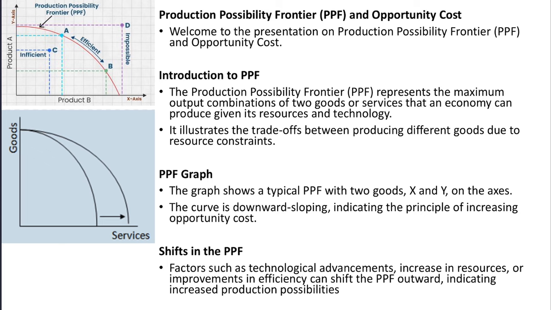That is the production possibility. Either you produce services, or you produce goods, or you produce both of them in limited quantities.